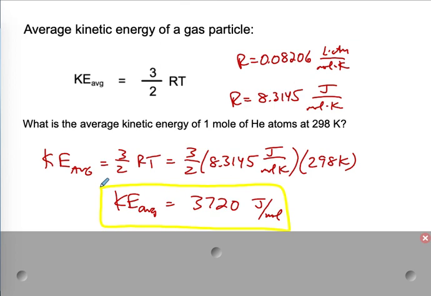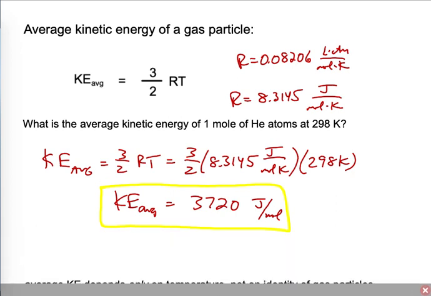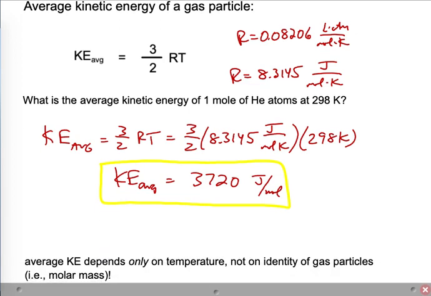Now, the other thing that you notice is that I told you it's helium, but did that make any difference at all? No, because nothing about helium, other than the temperature that I gave you, is characteristic of this problem. What we see here is an important observation, which is that the average kinetic energy depends only on the temperature. It does not depend upon the identity of the gas particles, for example, the molar masses. As you'll see in the next video, other properties do depend on the temperature and on the molar mass, but for average kinetic energy, it is simply the temperature.